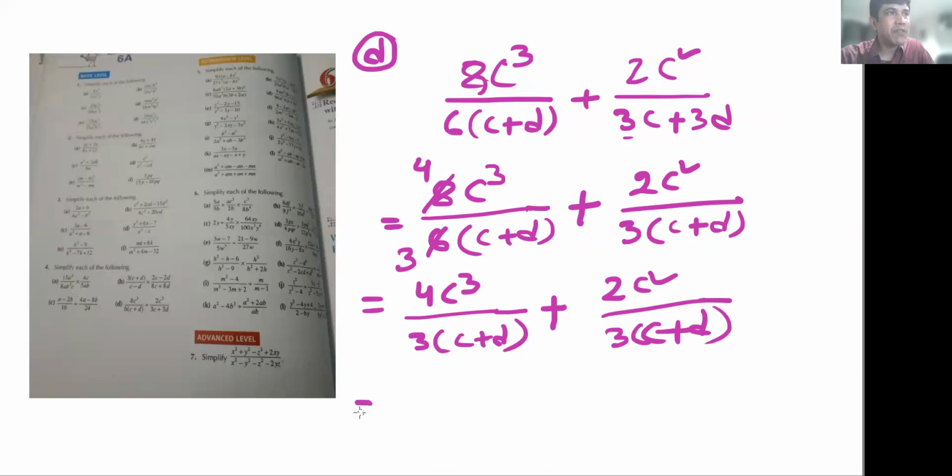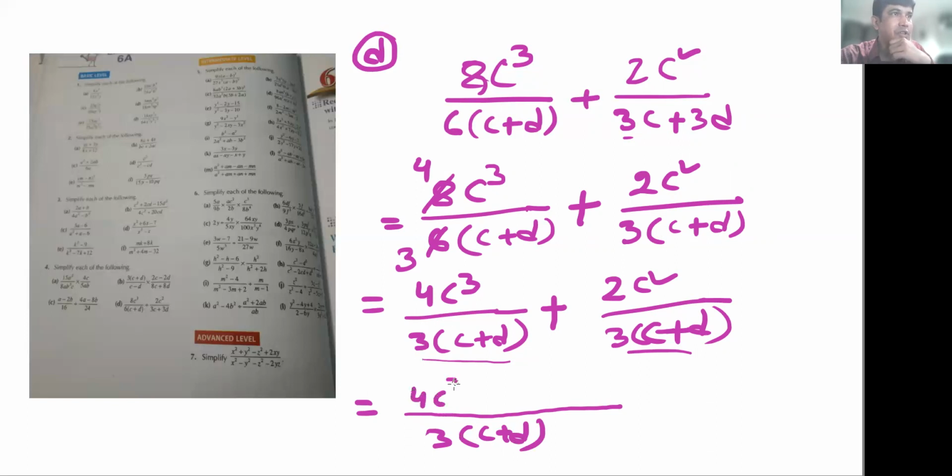Still it is not simplified. It is not in one particular term, single term, right? But carefully, if you check here and here, these are common, right? We can take GCD from here. So we can write like this: 3C plus D as a common. Then we can write 4CQ plus 2C plus 2C square. Now you can just add them. Since the denominators are same, just add the numerators.